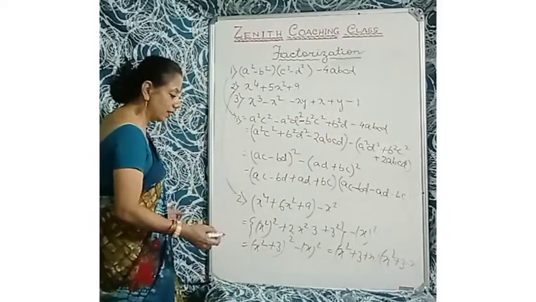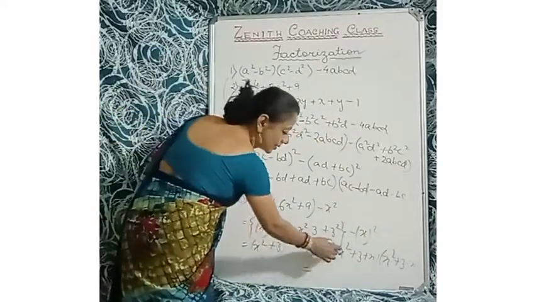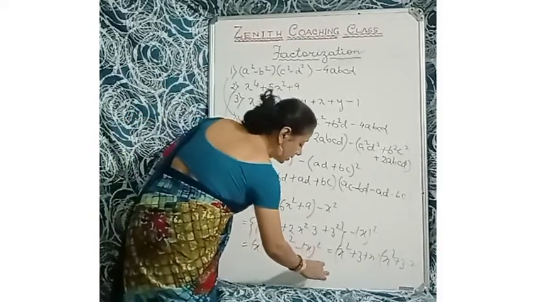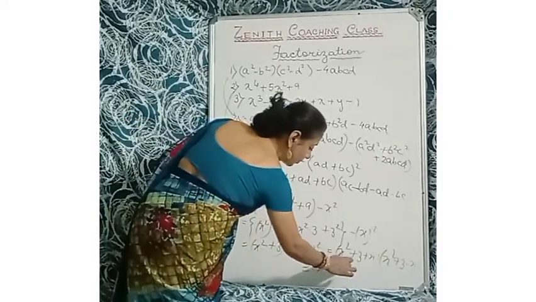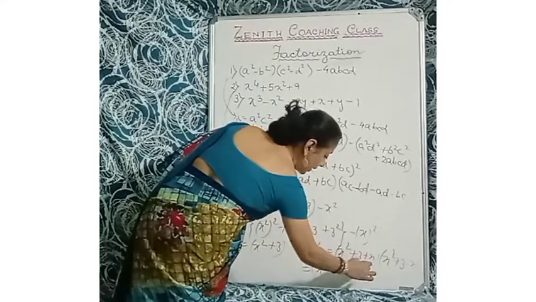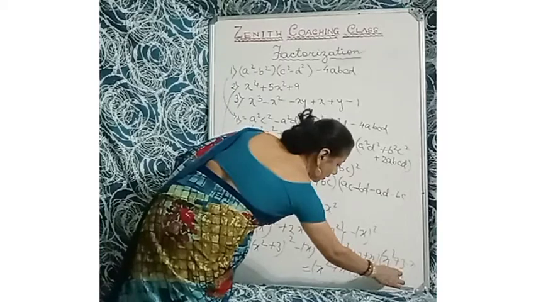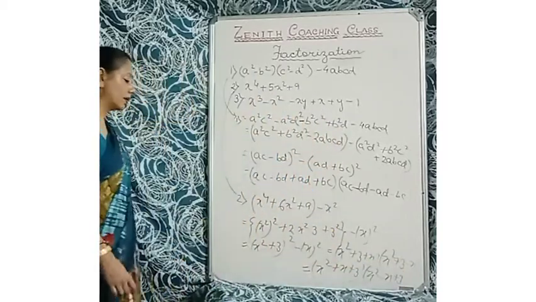You write it a little neatly. How do you write it? First write x, after that the numerical. That is, you have to write x square plus x plus 3 multiplied by x square minus x plus 3. Okay, understood the sum?